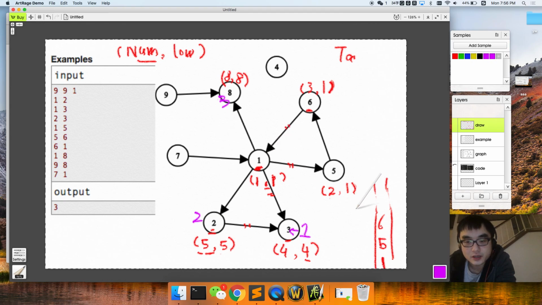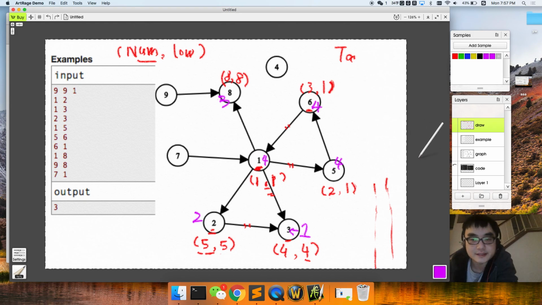In this case, we pop the first guy in the stack, which is 6. So its SCC is 4, and we pop it. And it comes to number 5. So this guy's SCC index is also 4, and we pop it out. And finally, we found number 1 here. So its SCC index is also 4, and we pop it out. And we stop here.